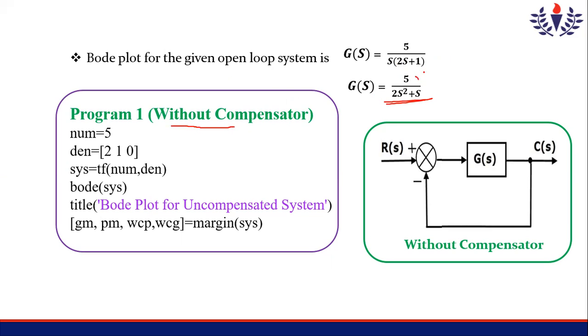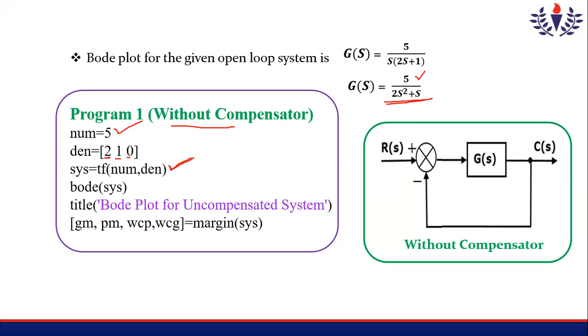Coming to the numerator, we have 5. Coming to the denominator, the highest power is s², so the s² coefficient is 2. The s¹ coefficient is 1. The s⁰ coefficient, we do not have, so 0. So this is the numerator and denominator. Once we know the numerator and denominator, we can frame the transfer function. So sys equal to tf of numerator comma denominator, any variable name you can take. tf is the predefined command.